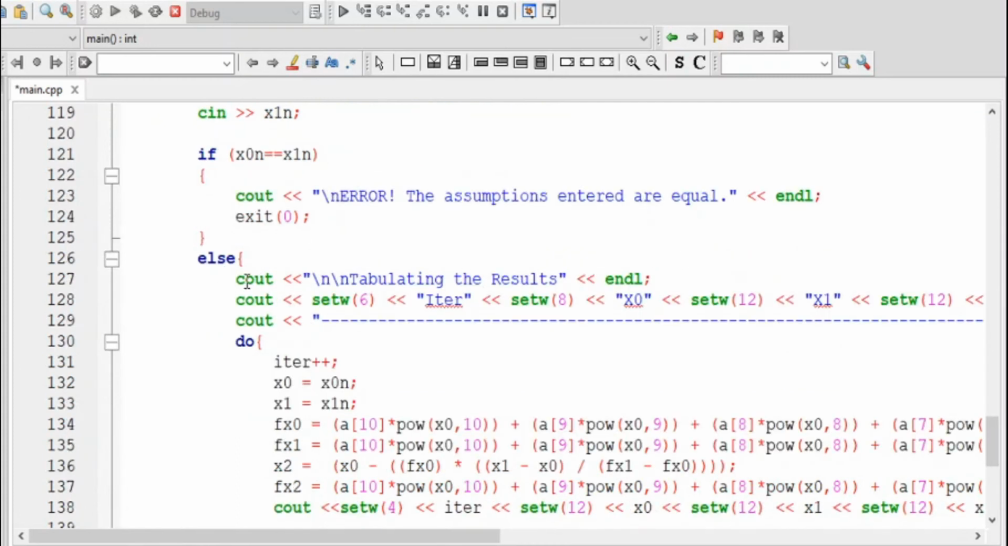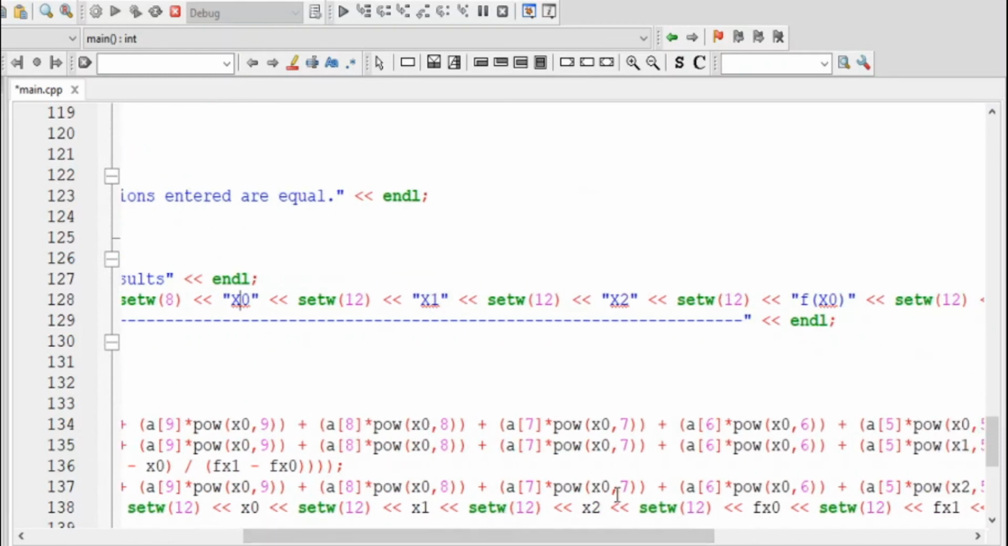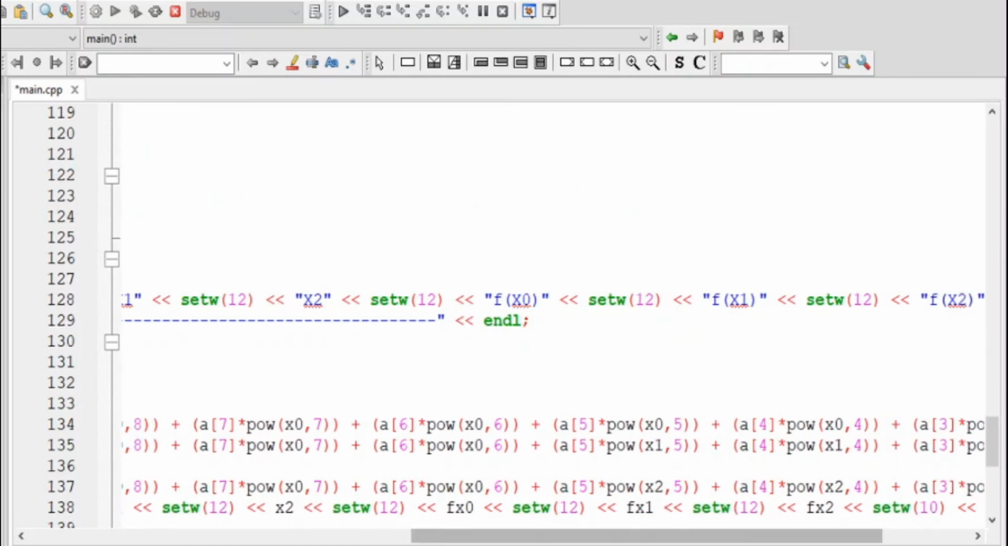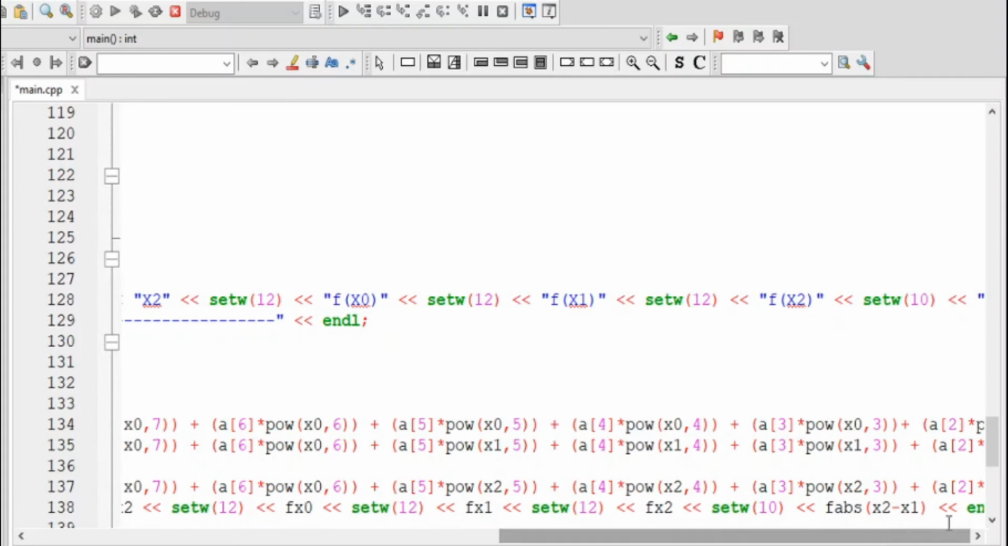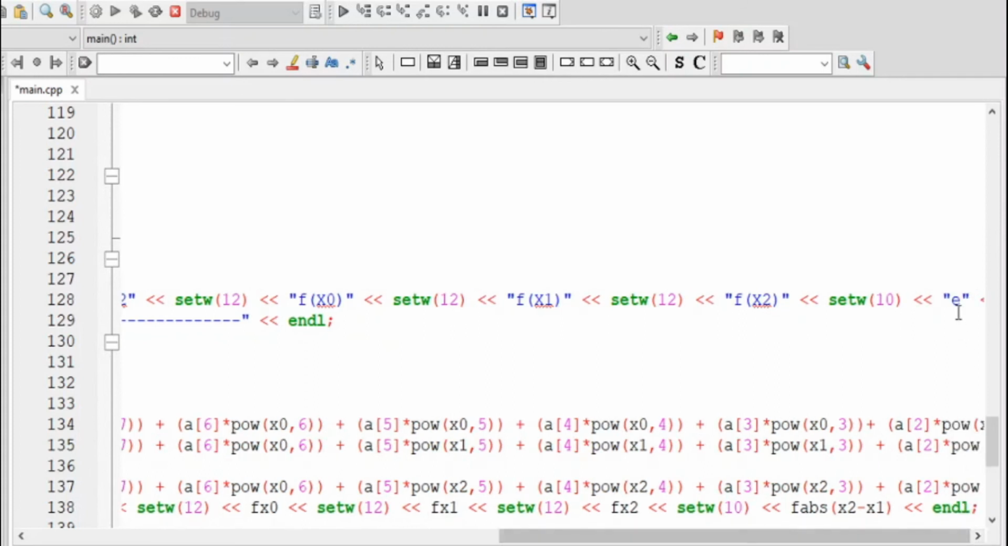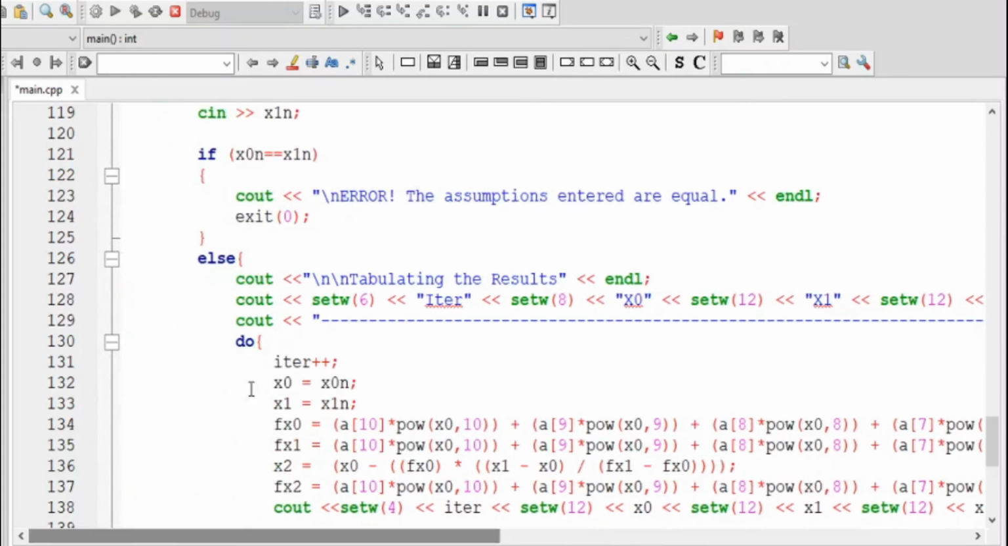Else, we will print the tabulated results, and then print the description of the table, which are iteration, x0, x1, x2, the function of x sub 0, function of x sub 1, function of x sub 2, and the accuracy e. And then the iteration plus plus will increase by 1 every iteration.